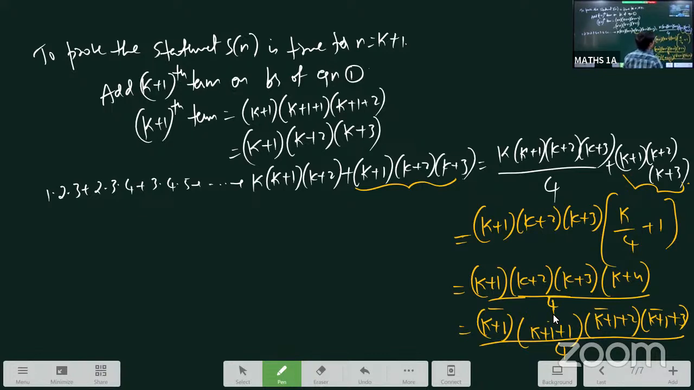Whole divided by 4. See, k instead of n, I got k plus 1. K plus 1 plus 1. K plus 3, I will write it as k plus 1 plus 2. K plus 4, I will write it as k plus 1 plus 3. That's all. Instead of n, I got k plus 1. Correct? Instead of n, I got k plus 1.